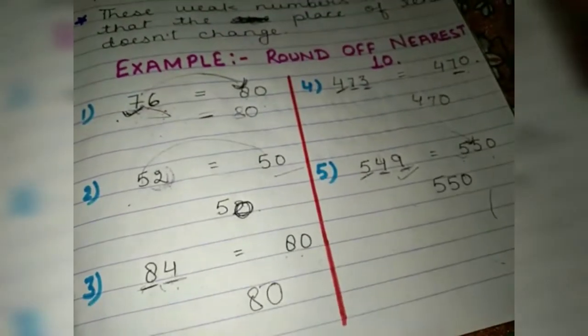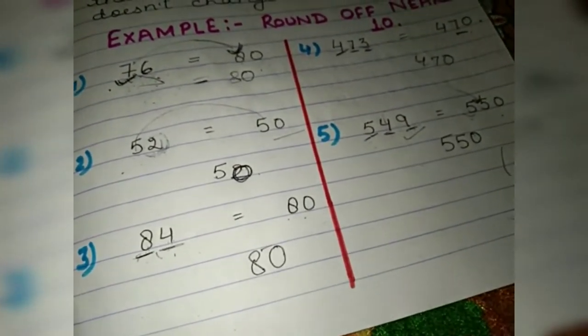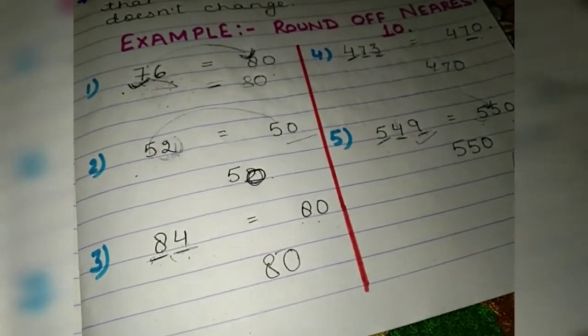Is that clear, students? Now what will be your homework? Homework is to learn the tables of 12 and 13 again.